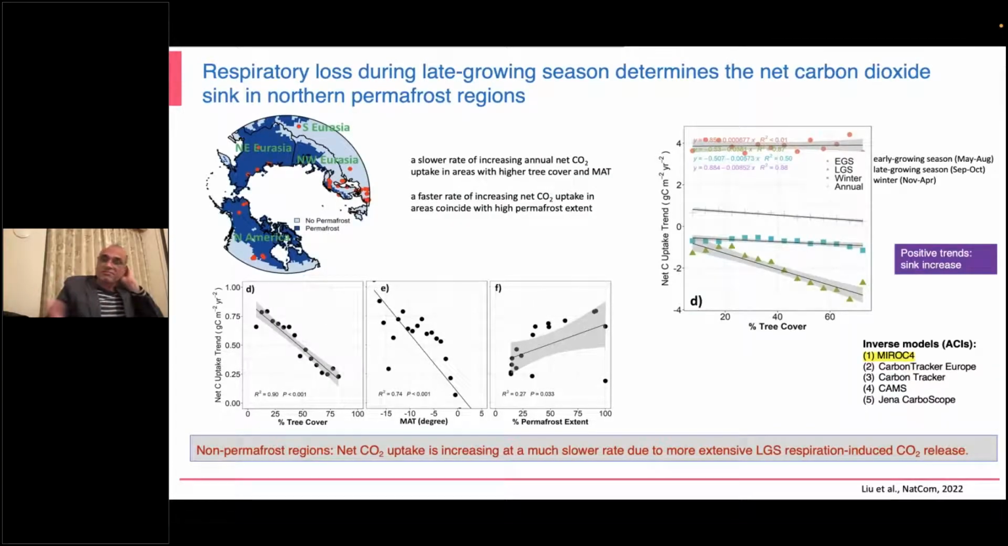And you can now go further, because the annual mean doesn't tell you much about the processes happening. Now we can separate them into 3 different seasons. One is the early growing season, which is the red symbols here, the late growing season is the green symbols here, and the winter is the blue here. The change is not happening in the wintertime, but in the early growing season, spring to summer, the CO2 uptake increase has been happening uniformly at all tree cover regions. But for the late growing season, the high tree cover regions are actually losing carbon at a faster rate than before.